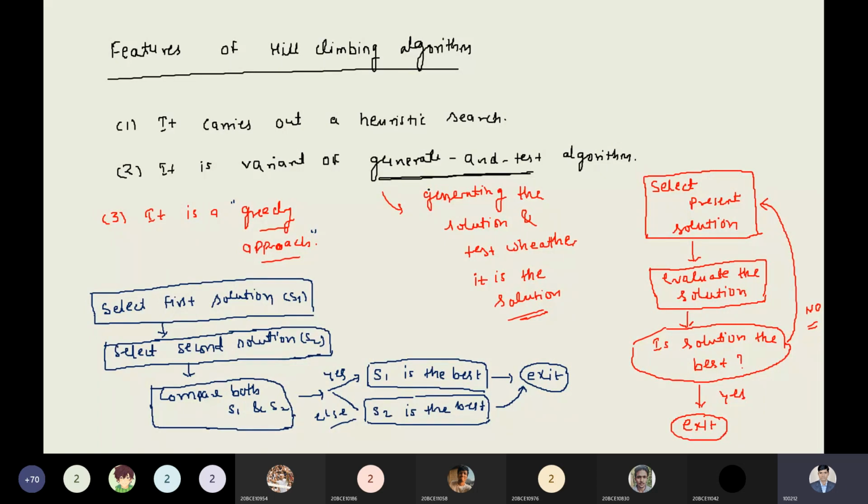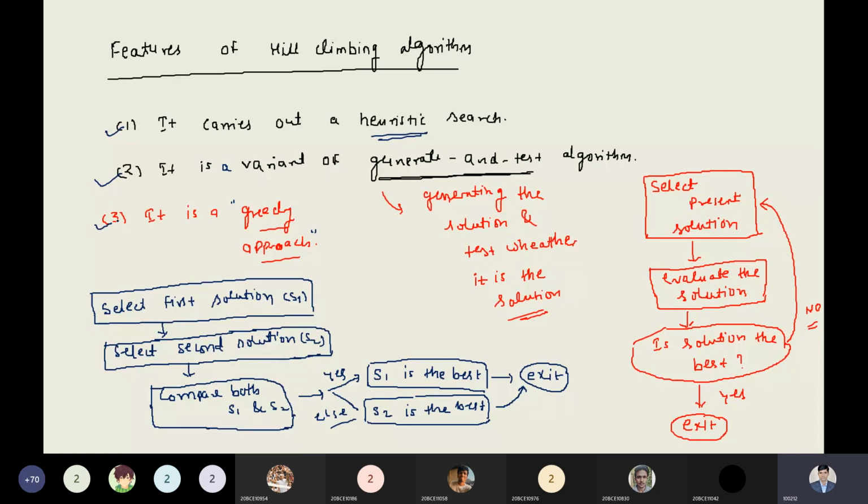So what are the features of the hill climbing algorithm? It carries out a heuristic search, as the name suggests. Second point, it is a variant of the generate and test algorithm. What is the generate and test algorithm? I have explained it over here with the help of the flowchart. Next one, it is a greedy approach.